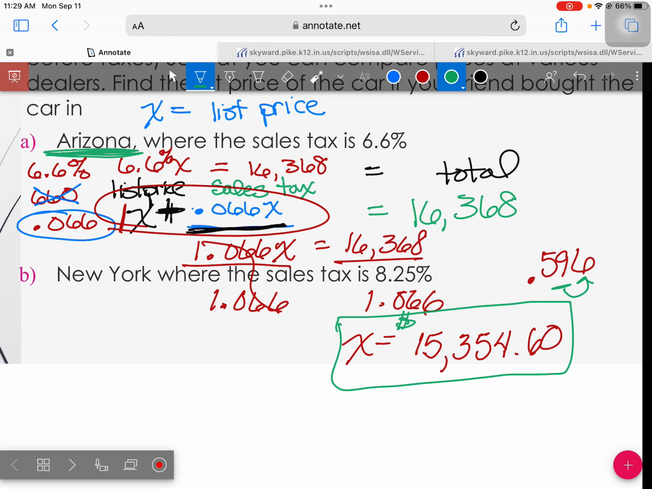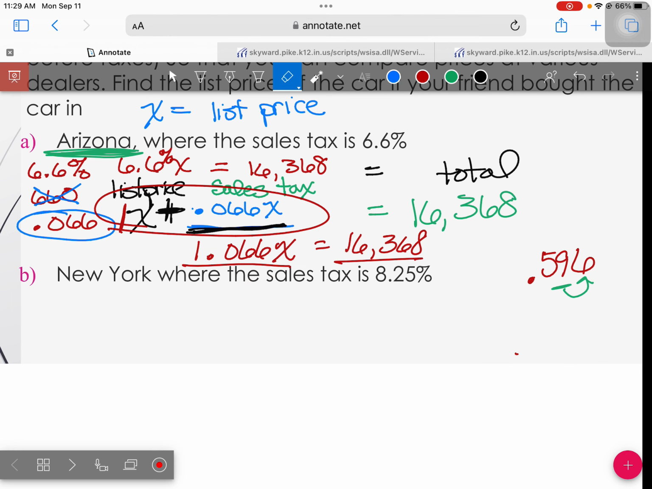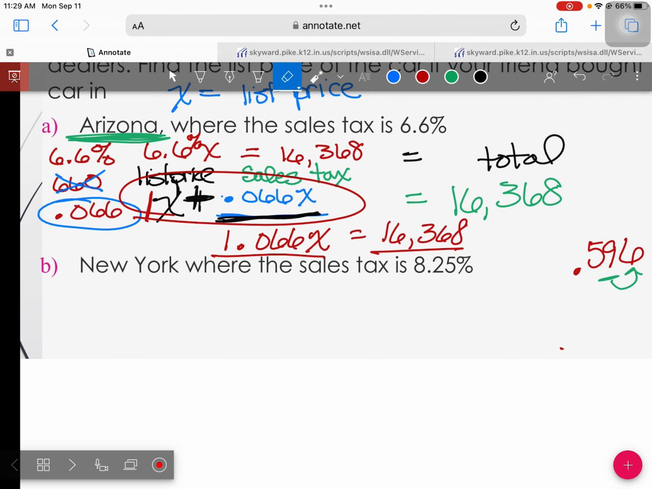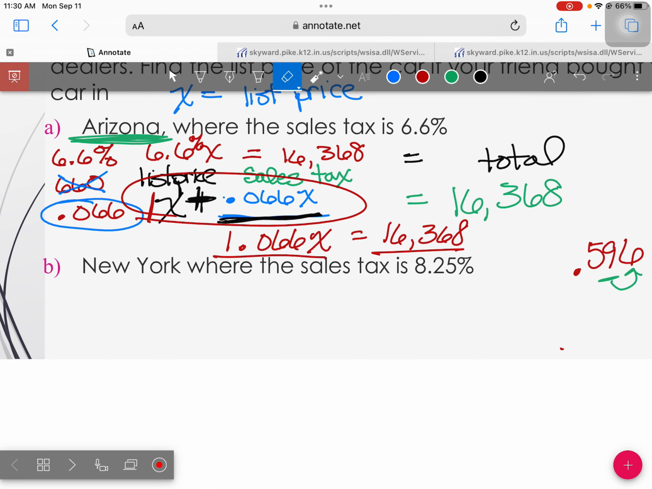All right. Can you put that together in a similar way and come up with the answer for the list price in New York? I bet you can, if you understood the first part.